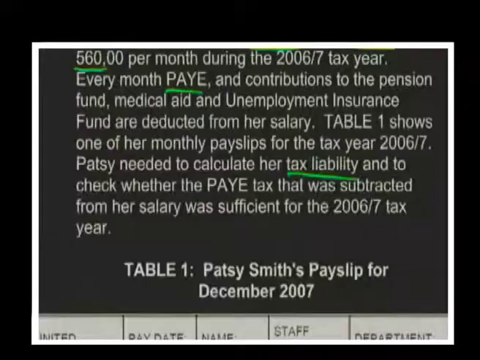And other times the PAYE that is deducted is too little, and you will be forced to pay the receiver more. So the PAYE is there to assist you so that you don't have this lump sum that you have to pay at the end of the tax year. Let's go back to Patsy.